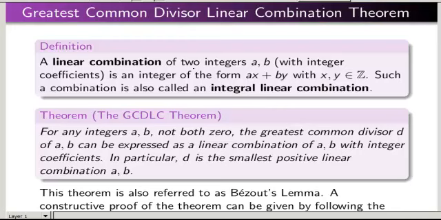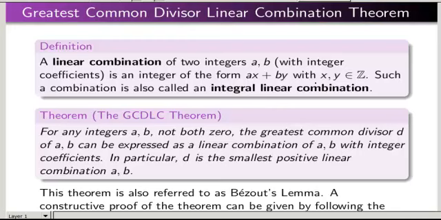So a linear combination of two integers, a and b, is just an integer of the form a times x plus b times y, where x and y are, again, integers. You might also call it an integral linear combination, just to emphasize that x and y are integer values.